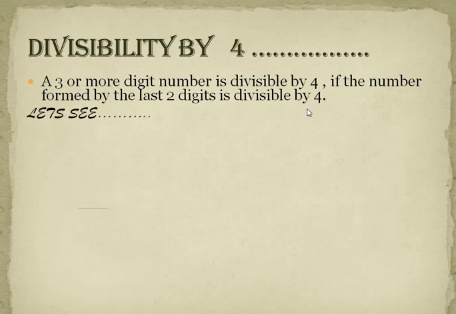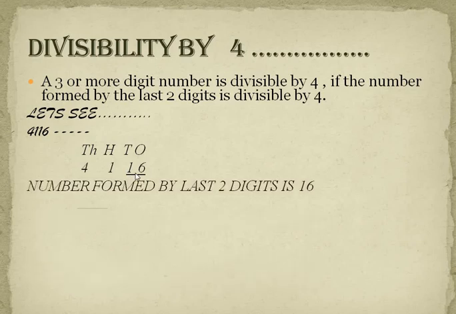Let me explain it with an example. Say you have the number 4116. What are the last 2 digits? They are the digit at ones place and the digit at tens place, and together they form the number 16. Now is 16 completely divisible by 4? Can you divide 16 by 4? The answer is yes. Therefore the number 4116 is divisible by 4.